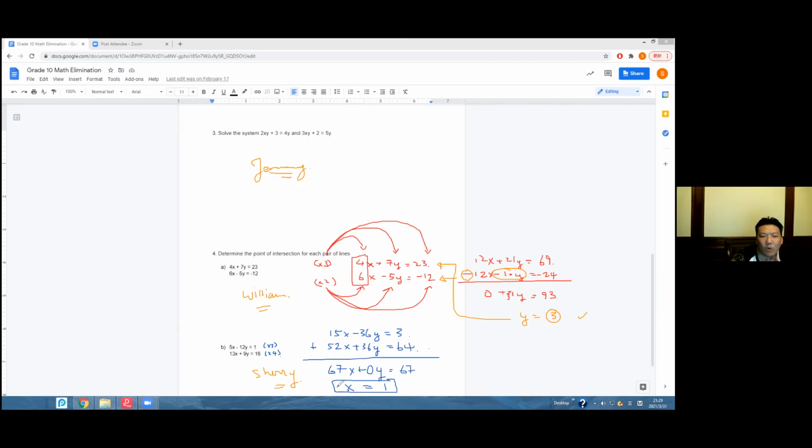Now that we have x is equal to 1, I'll get back into equation 1 or 2 in order to solve for y. And I'm not going to do that because you know how to do that, right? Mm-hmm. So that's how we do elimination. So you can see elimination would actually be quite fast once we get used to it.